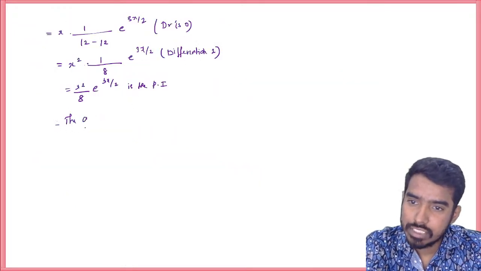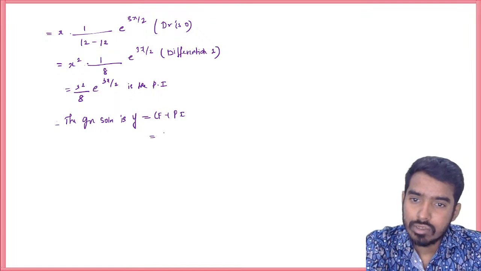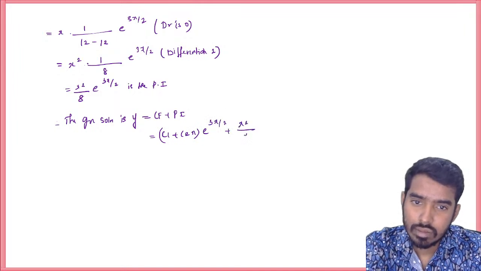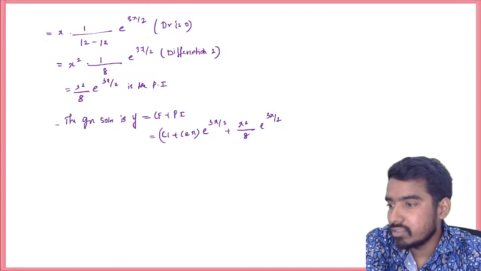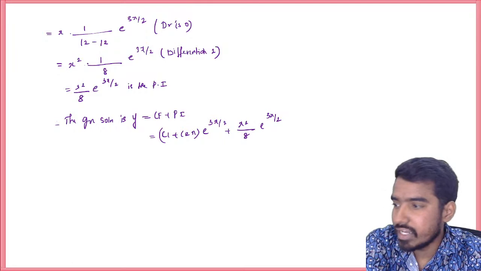So therefore the general solution is y is equal to complementary function plus particular integral. So (c1 plus c2x) e power 3x by 2 plus x square by 8 e power 3x by 2 is the required solution. Is it clear? And what next problem?